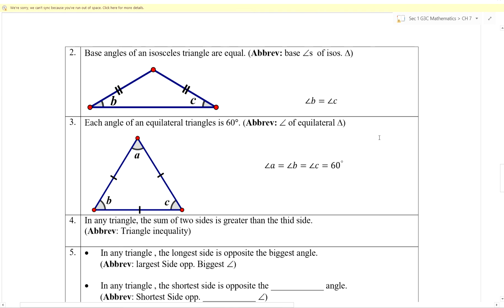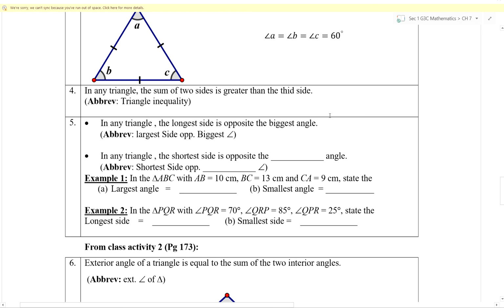The next property over here, the base angles of isosceles triangles are equal. So whenever you are solving a problem that involves you using the property of base angles of isosceles triangles being equal, we will need to write down this particular abbreviation, base angles of isosceles triangles. The final one, if you are using angles in an equilateral triangle being 60, you write down angles of equilateral triangle. We'll see how we can use this in the subsequent problems.